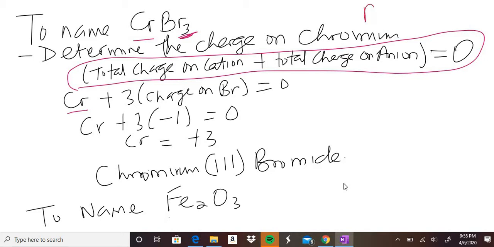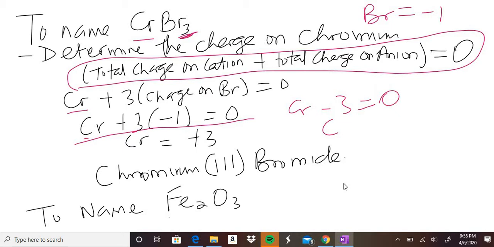Br is in group 7 and the charge is -1. So we have this equal to 0. Cr plus 3 times -1 equals 0. When we solve this equation, we have Cr minus 3 equals 0, then Cr equals positive 3. So this positive 3 is written in Roman numerals and placed in parentheses. So we have chromium(III) bromide.